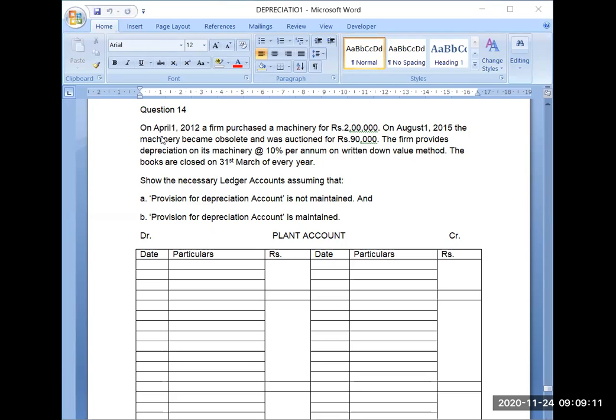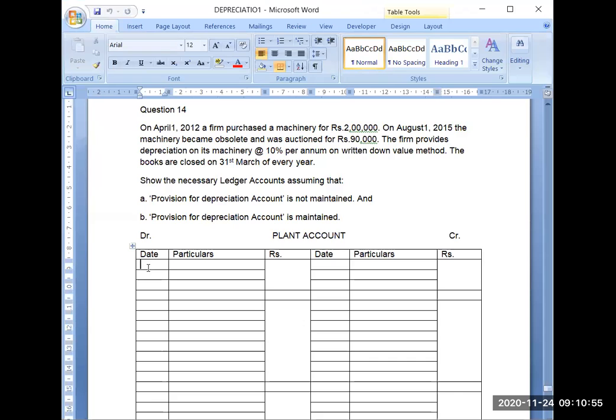That means our old method, where we are charging depreciation directly to the asset account, and if we are maintaining provision for depreciation account. These two methods have to be adopted for this question. Okay, now start solving it.